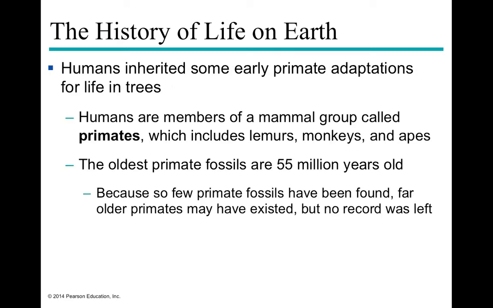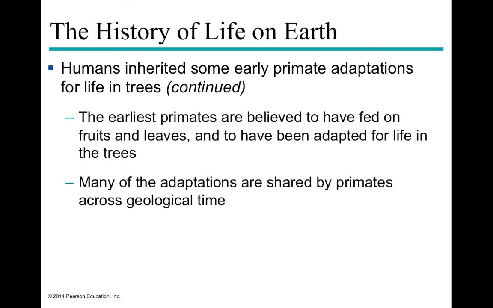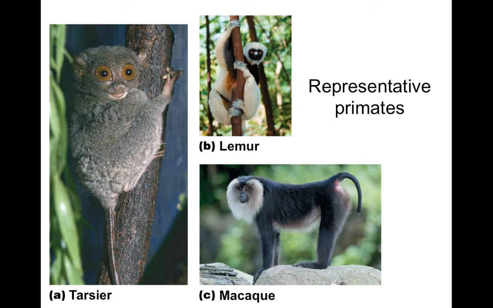However, what we do know is that humans, being a member of primates, which is a specific type of mammals that includes lemurs, monkeys, and apes, have a very old lineage. The oldest primate fossils are only 550 million years old, and we have very few of them in the fossil record, although we think that probably far older primates existed, but no fossil record has been found. Earliest primates would have fed on fruits and leaves and have adaptations that allowed for life in the trees. And most of these adaptations are shared by primates across geological time.